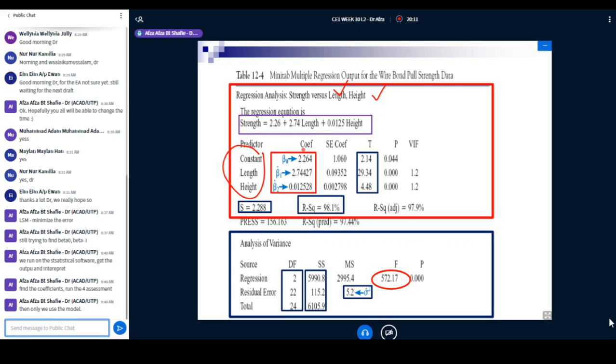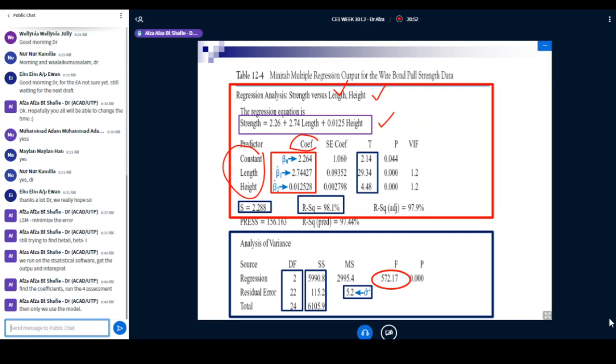So what's the beta naught? Look at the coefficient column. The beta naught corresponds with the constant, which gives you 2.264. What is your beta 1, which is the length? Beta 1 hat gives you 2.74427, and the height gives you a value of 0.012528. So that's the equation: the strength is equal to 2.26 plus 2.74 of the length plus 0.0125 of the height. This is the equation that we want.